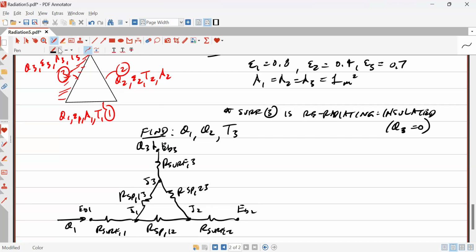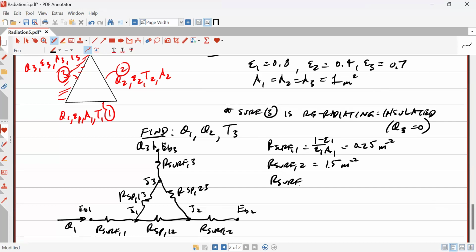So we can write down what these are. We know the equations for the surface and spatial resistances, so we can solve it out. R surf 1 is (1 minus epsilon 1) over (epsilon 1 A1). You plug in the numbers, it is 0.25 inverse meter squared. R surf 2, using a similar equation, you get 1.5 inverse meter squared. R surf 3 is going to be 0.42 inverse meter squared.